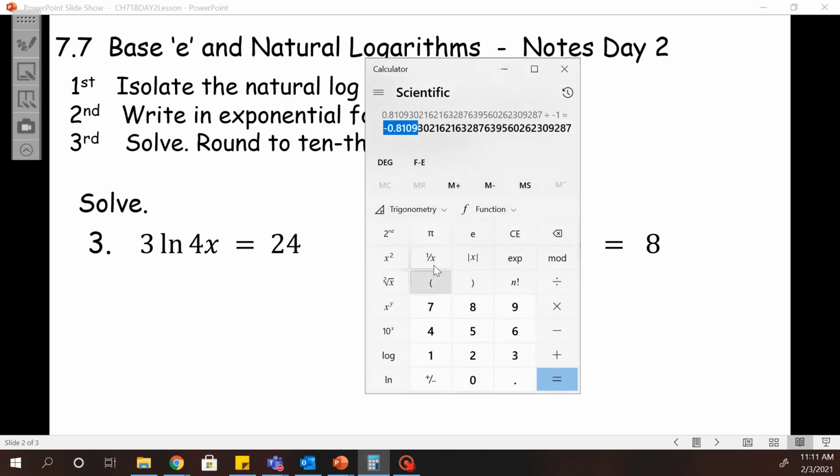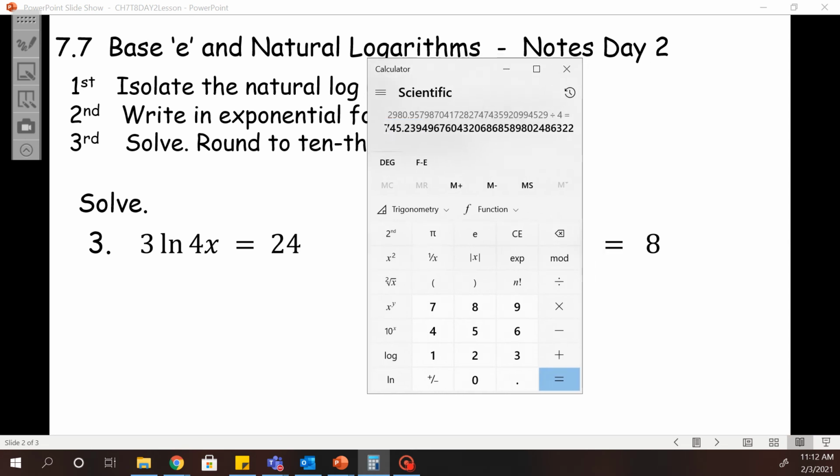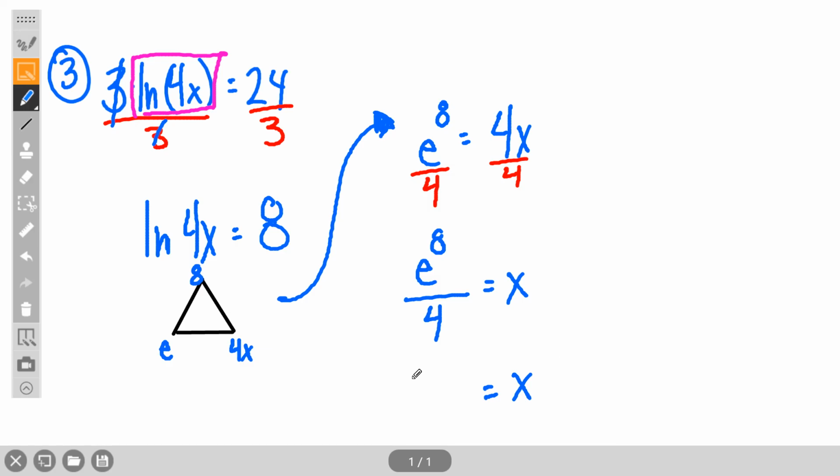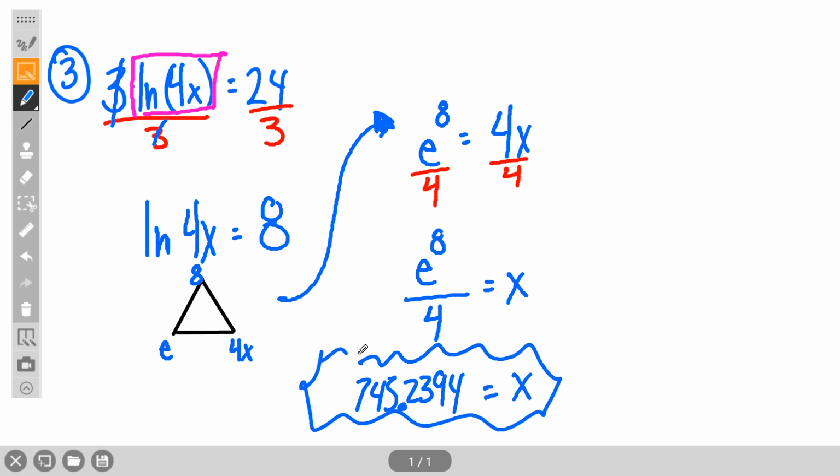All right, so let's take a look at that. We've got e raised to the 8th power divided by 4 equals this. And we'll round it to the 10,000th place, so 4 decimals: 745.2394. And that would be our solution here to this problem, number 3.